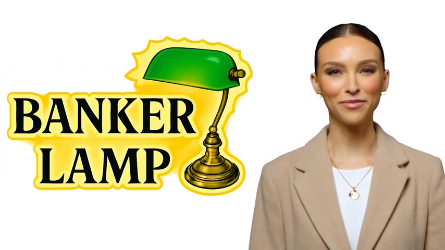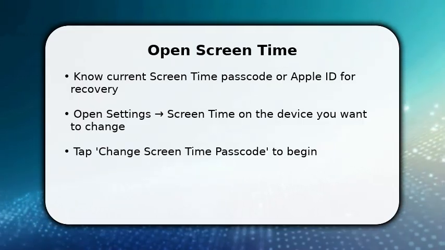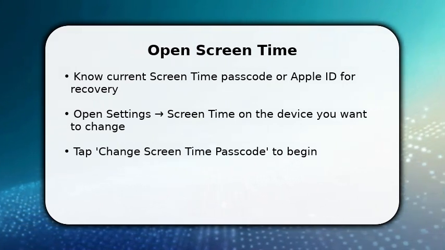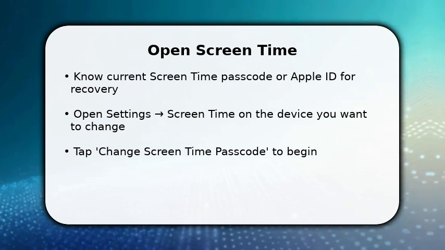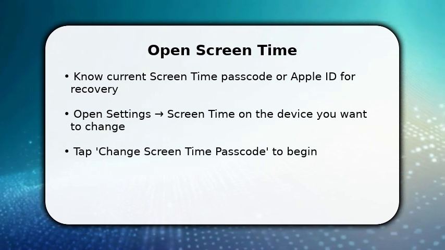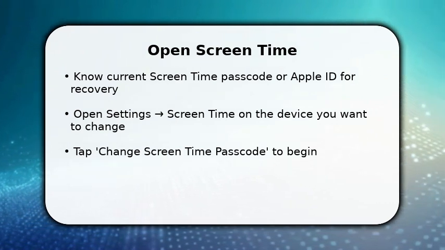Please enjoy the video. You start by confirming prerequisites. You need the current Screen Time passcode or the Apple ID that set it. Once done, unlock the iPhone or iPad and open Settings. Scroll down to Screen Time and tap it. This lands you on the control panel.